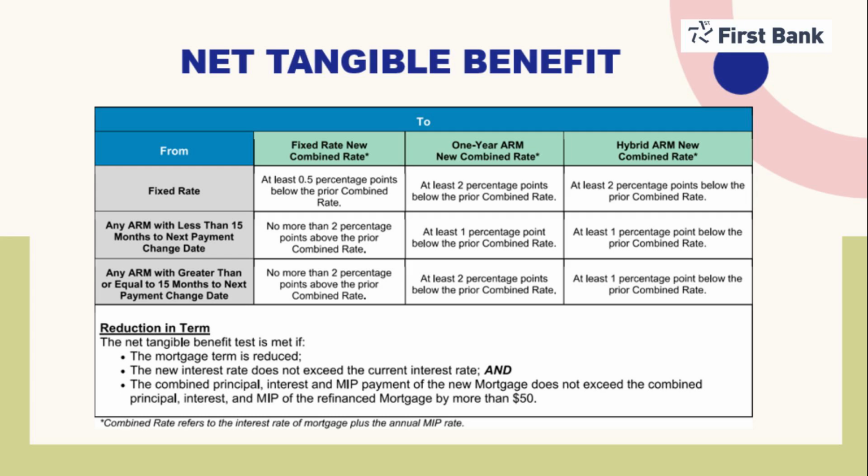Number 2, ARM to fixed. Moving from an adjustable to a fixed? That's a benefit on its own. Doesn't matter if the rate only dips a tiny bit. FHA says stability is enough.